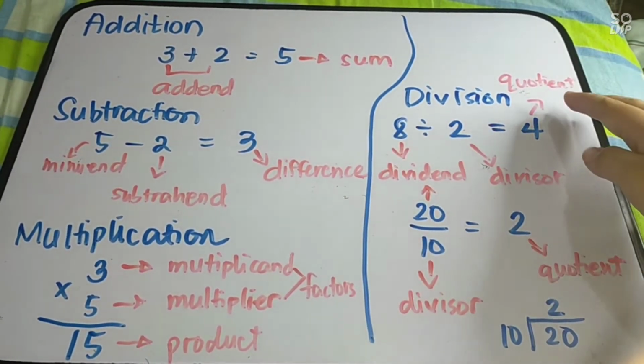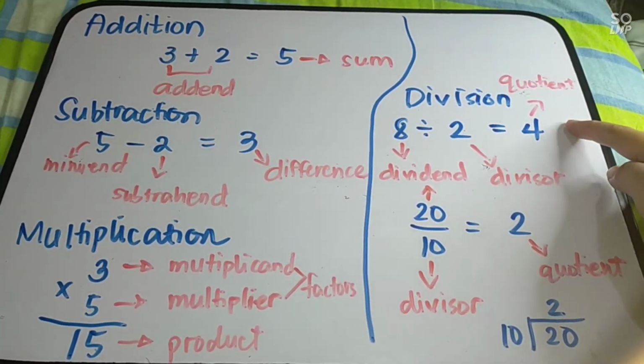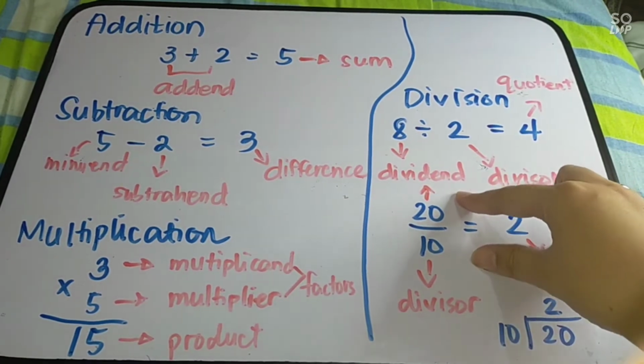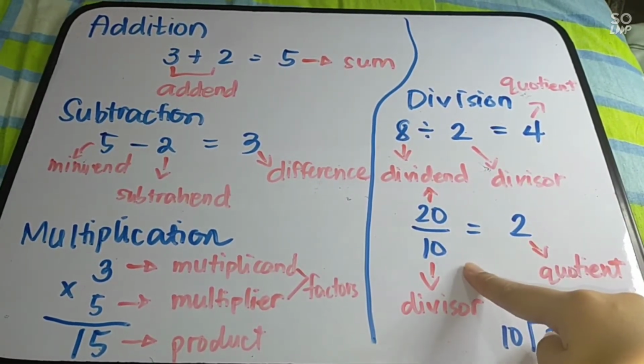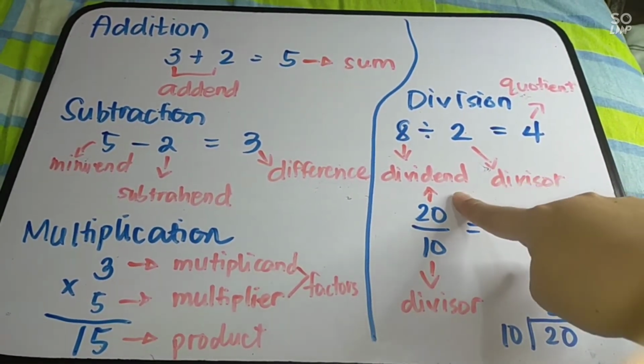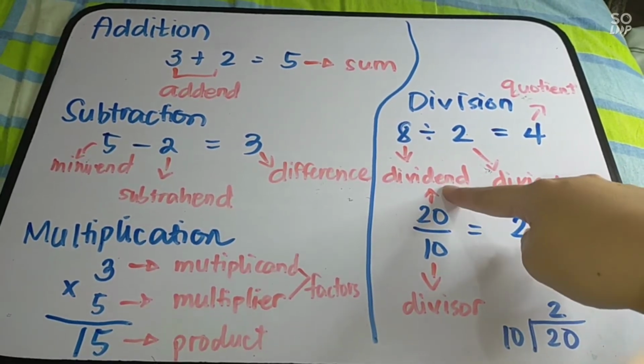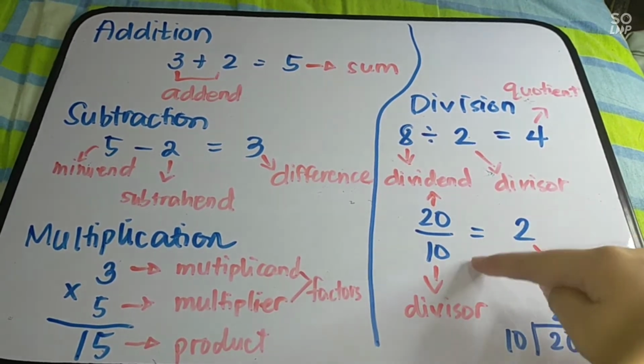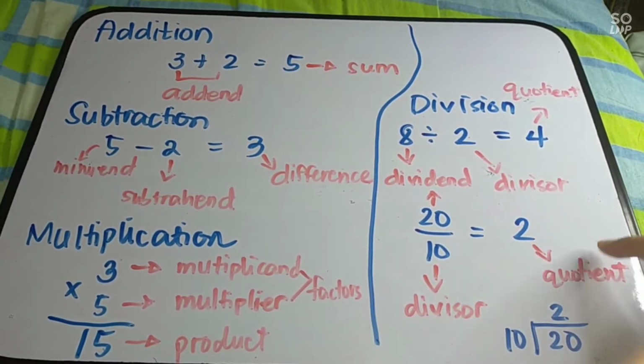So, merong iba't ibang way na pwede mo isulat sa division. Pwede siyang ganito, 8 divided by 2. Pwede rin siyang by fraction, 20 divided by 10. So, yung numerator nyo, siya yung tinatawag mong dividend. Yung denominator mo, that is your divisor. And then, yung sagot, that is your quotient.